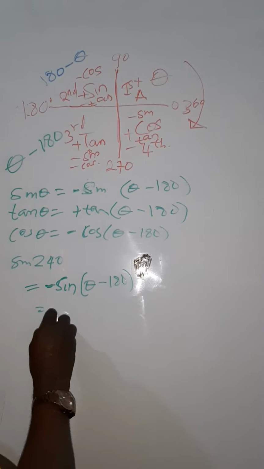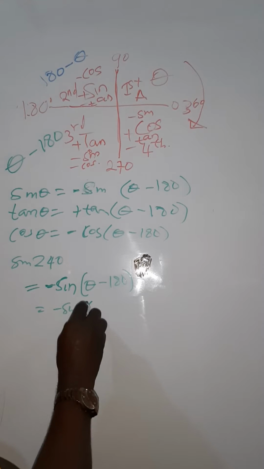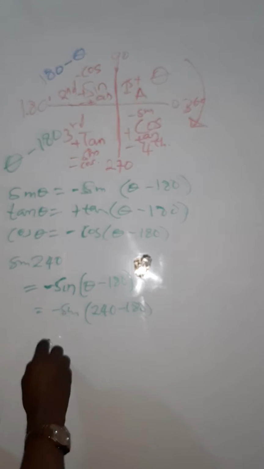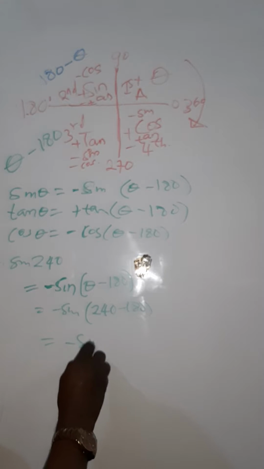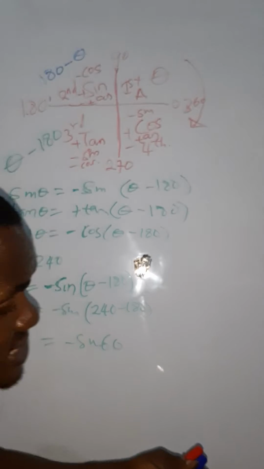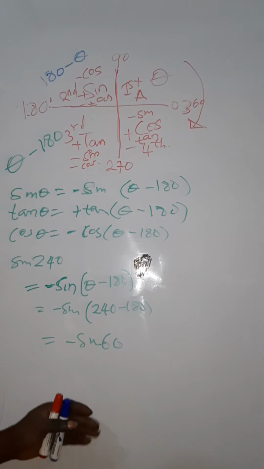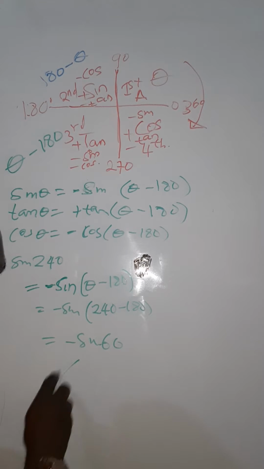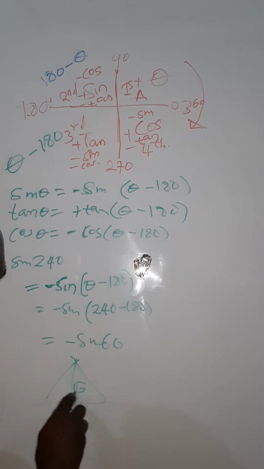So what will I now do? Minus sine, sine. If I now put 240 there, minus 180. So what will the answer be? Now it equals minus sine 60. I can easily get 60 from the table or from the triangle, which is from sine 60. So we have root 3, 1, 1, 2, 2, and here is 60.